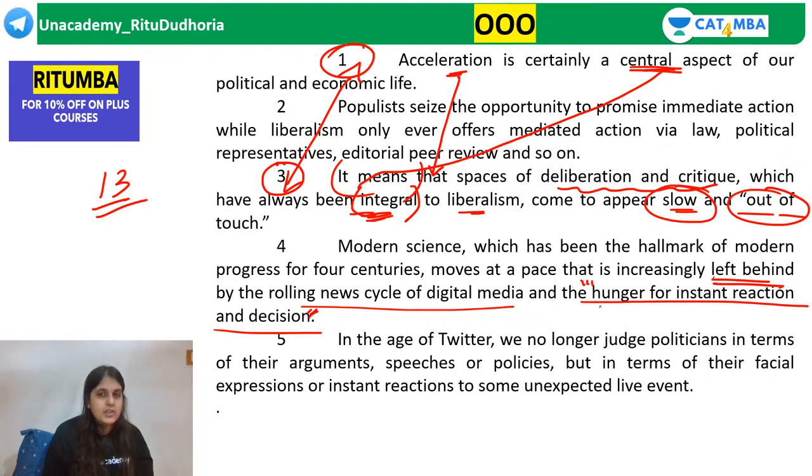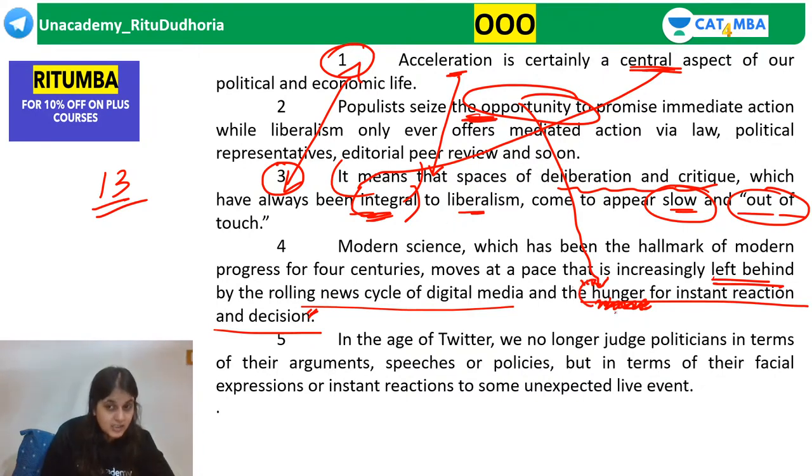That hunger. Since we are hungry for instant reaction and instant decision, populists seize the opportunity. They capitalize on your hunger. Did you understand this? The opportunity. Which opportunity? This, because we are hungry as audiences. We are hungry for instant reaction and we are hungry for instant decision.